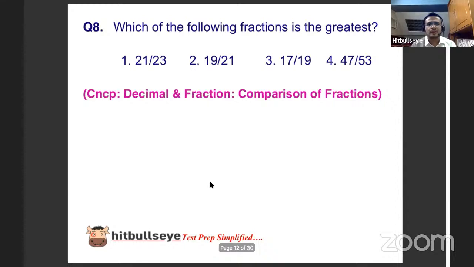All of them are kind of similar, but still we have to check which of the following fractions is the greatest. Please check and confirm.